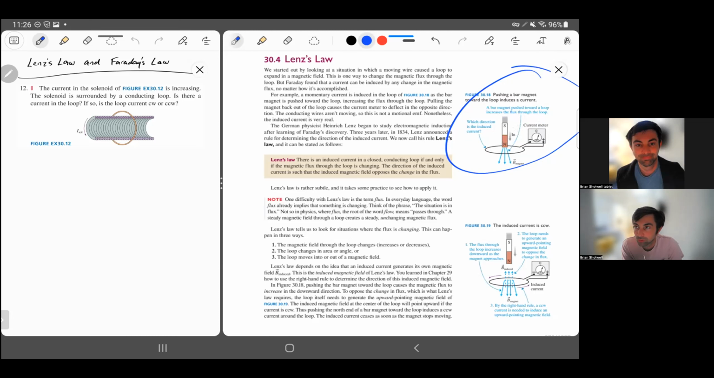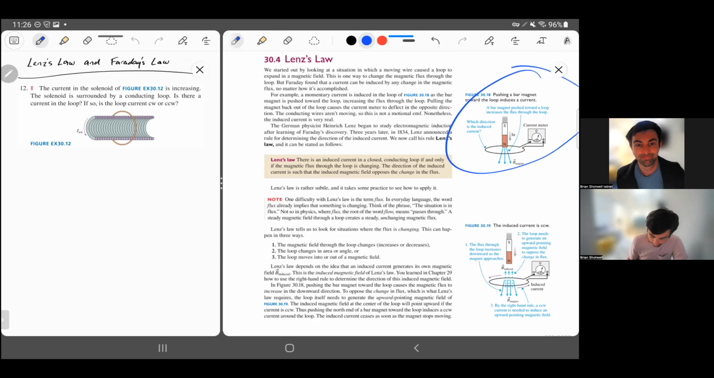Motional EMF doesn't really explain this because all of the charges in this wire are at rest. So there's no magnetic force on those charges, and it's not really a motional EMF thing. So motional EMF can't explain this. We've got to talk about something new, or really we're going to generalize what's going on with motional EMF in Faraday's law.